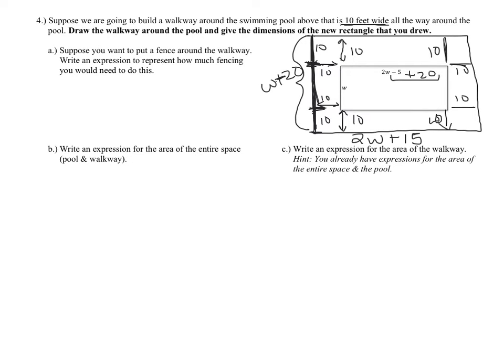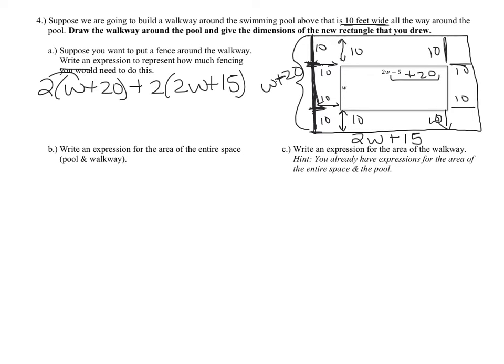Okay? Now, the reason we need to know these dimensions is to answer the very first question here. A, suppose you want to put a fence around the walkway. So we're going to put a fence around this thing right here. Write an expression to represent how much fencing you would need to do this. So if you think about it, I'm going to do this plus this plus this plus this, or 2 times this side plus 2 times this side. And that's the way I'm going to do this problem. I'm going to do 2 times W plus 20 plus 2 times 2W plus 15.